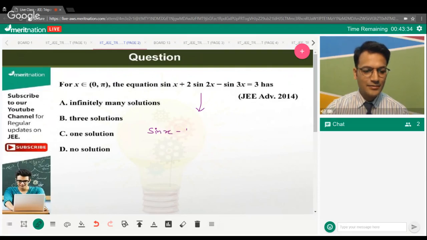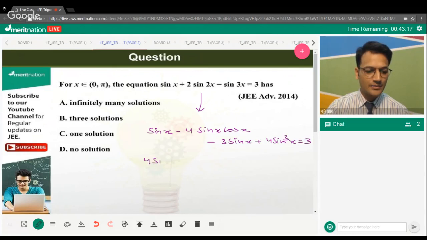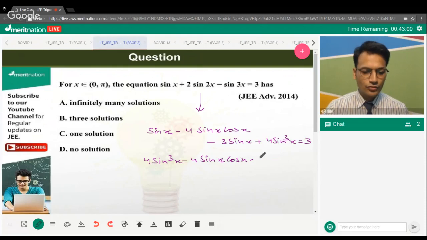This you can see can be written as 4 sine x cos x. And once I expand, this turns out to be minus 3 sine x plus 4 sine cube x is equal to 3. This has been given to us. Over here, if I just reshuffle it, it turns out to be 4 sine cube x minus 4 sine x cos x minus 2 sine x is equal to 3.